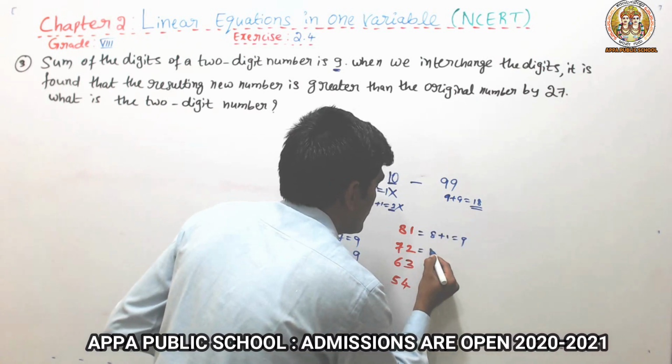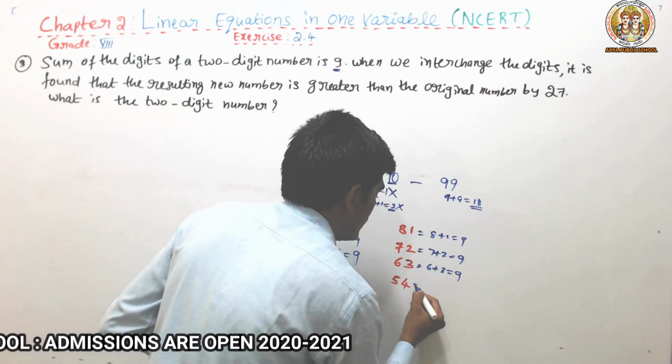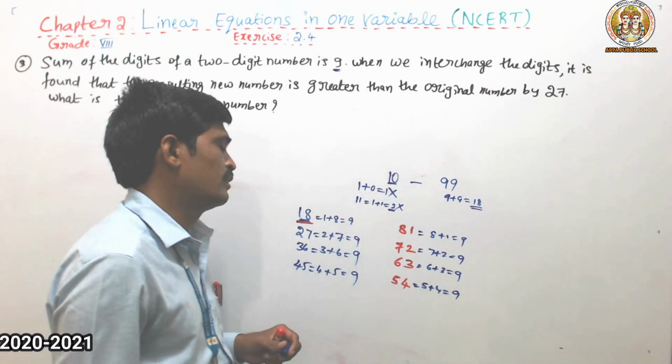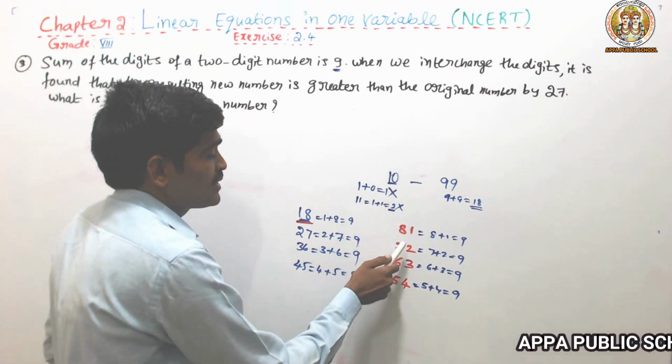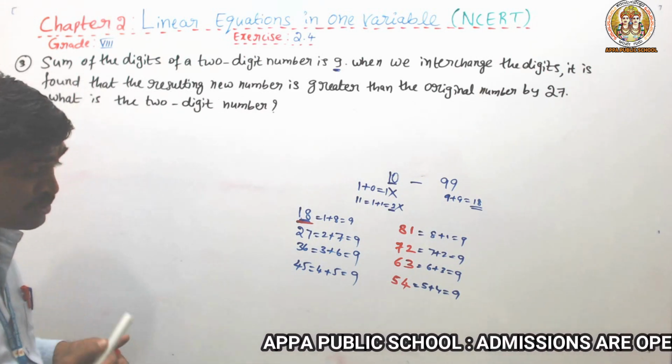you will get 9. 7 plus 2, it will get 9. 6 plus 3, you will get 9. 5 plus 4, it will get 9. Then our answer should be 1, 2, 3, 4, 5, 6, 7, 8. 8 possibilities are there. One more possibility is there.